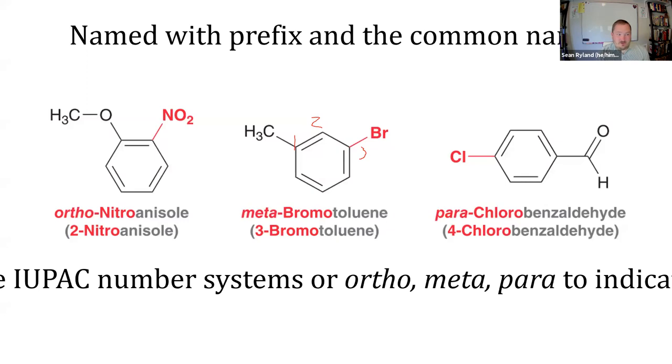And that also applies here, right? We're once removed. They're not directly next to each other. They're one step further away if we're talking about meta as far as substituents go. And then para, if you're on opposite sides. So 4-chlorobenzaldehyde would also be known as para-chlorobenzaldehyde.